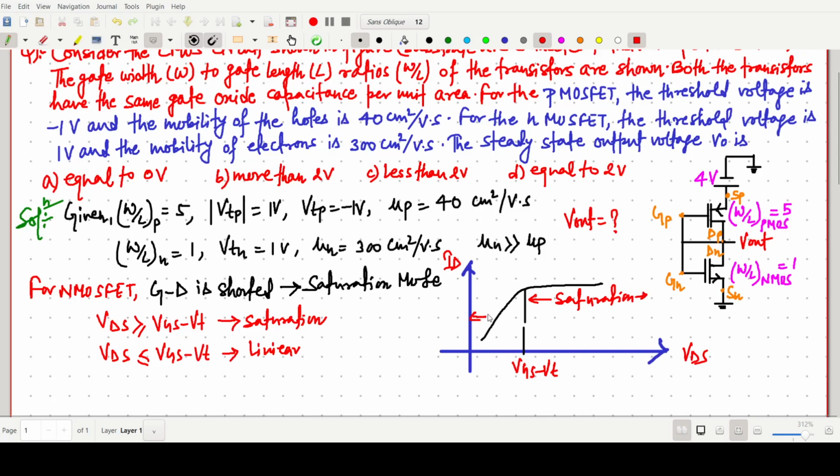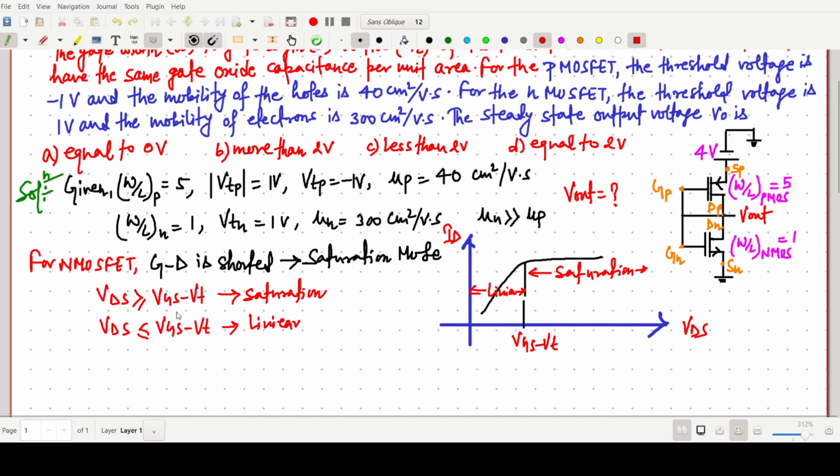I'm just giving some theory also, and the linear mode of operation. Okay, so now I already have the gate and drain shorted, which is saturation. So it will be very easy to identify, because in both cases gate and drain are shorted and source is grounded. So I am just using this one.